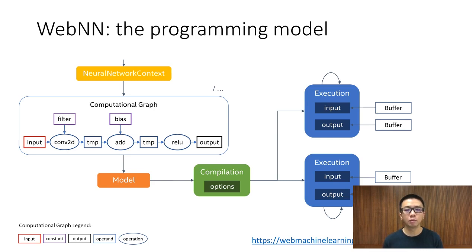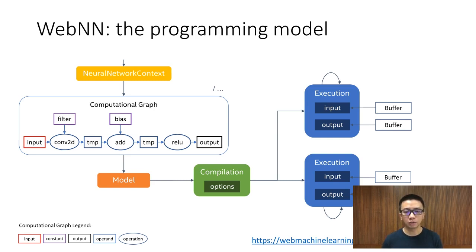Then you can create a model object based on this graph. The model object represents the hardware-independent form. For hardware acceleration, you need to create a compilation object. That represents a hardware-specific form of this graph. You can also specify the compilation options, for example, high performance or low power, so the browser and the native API can select appropriate hardware for you.